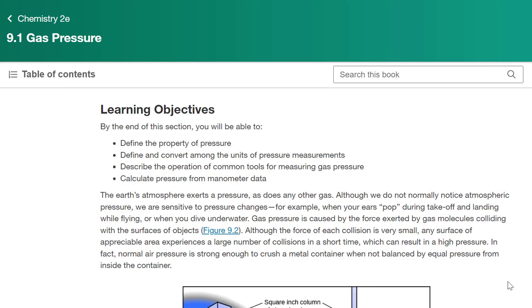Hello, everyone. I want to talk about section 9.1 on gas pressure. The learning objectives for this session are to define the property of pressure, and define and convert among the units of pressure measurements. Those are the two that we'll focus on. We will look at these others a little bit, but they're not something that you will be tested on.